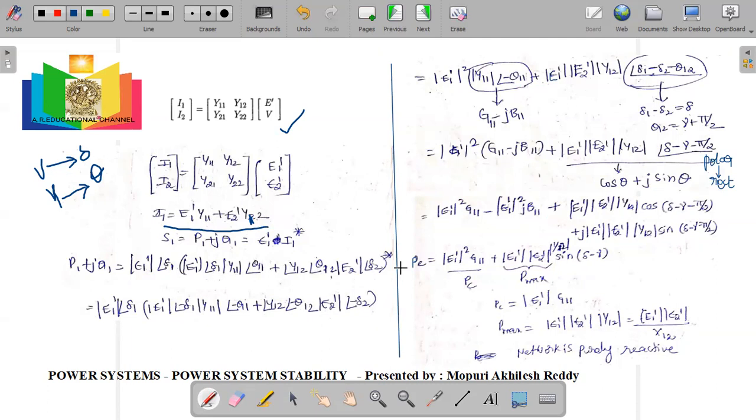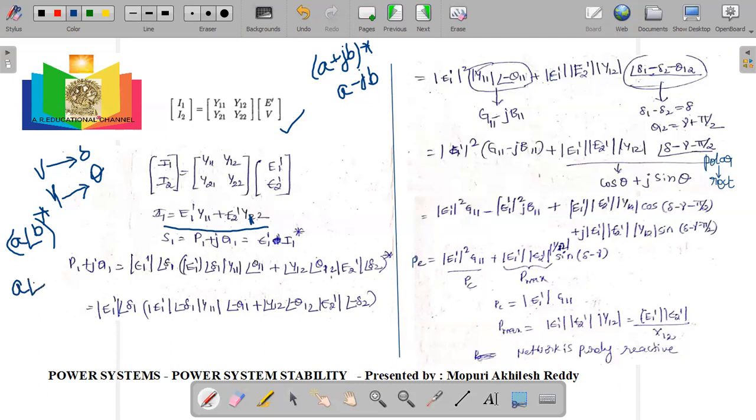We know that whenever we had a conjugate, if A plus jB, that is rectangular form, had a conjugate, then we will be getting A minus jB. A plus jB whole conjugate will give you A minus jB. This is actually rectangular form. When we had polar form, that is, suppose A at an angle of B, when we are taking the conjugate of this complex number in polar form, we will be getting A at an angle of minus B.